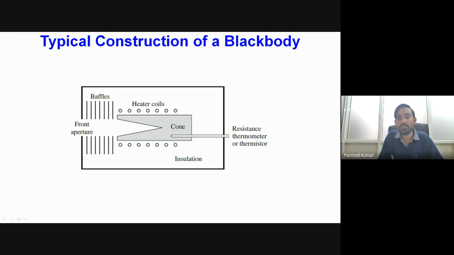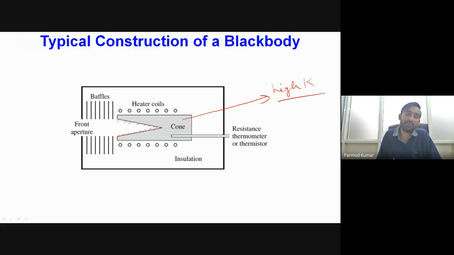and across this body we have some heater coils. With the help of these heater coils, we will be heating this body, which is of high thermal conductivity. If it has high thermal conductivity, then at each and every location of this body we will have the same temperature value. And the internal conical surface is generally blackened with some coating of material.